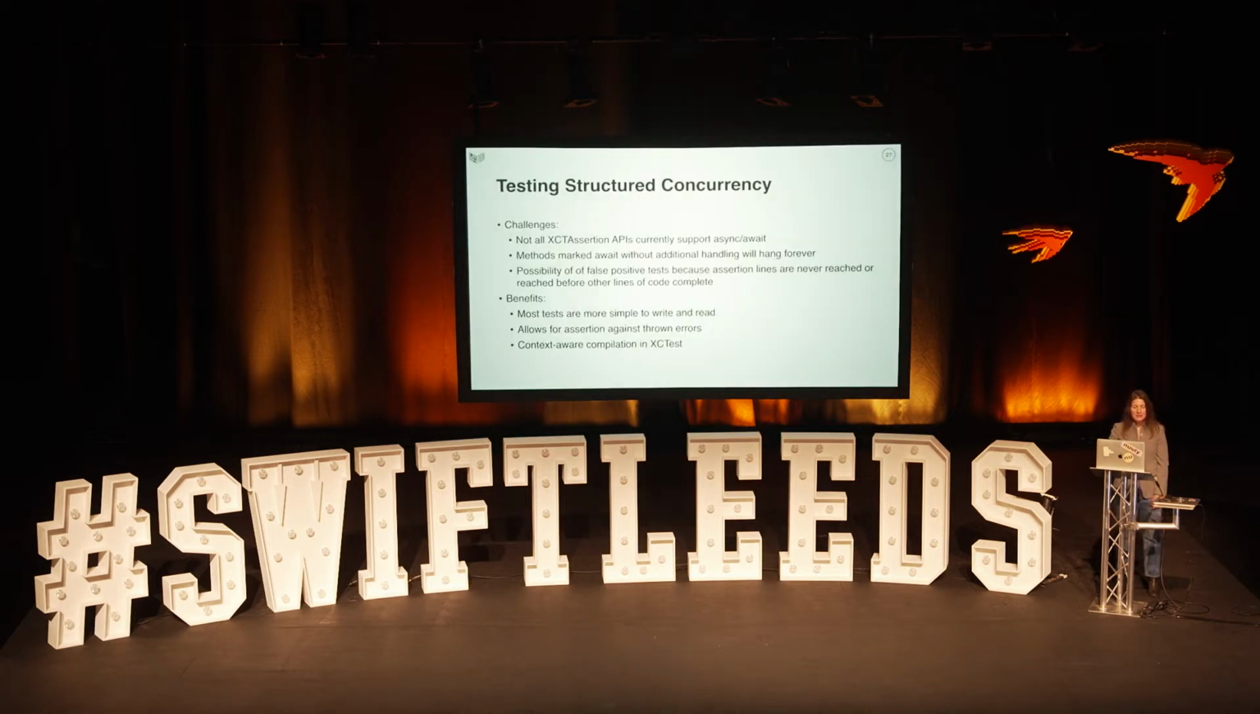So while we do have these challenges, not all XCTest assertion APIs currently support async await. The methods marked await without additional handling will hang forever. And we have the possibility of false positive tests because our assertion lines are never reached, or they're reached before other lines of code complete. There are also benefits. Most tests are much simpler to write and read. It allows for assertion against thrown errors. And we have the same context-aware compilation in XCTest that we have in the rest of Xcode. So like you saw, you get some helpful error messages as you're experimenting with this in XCTest.